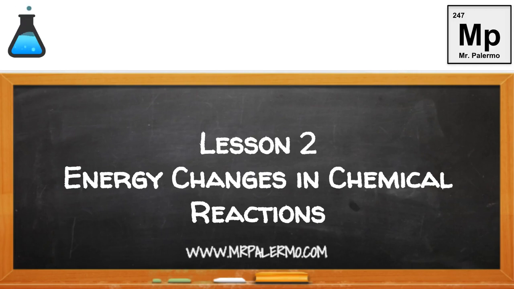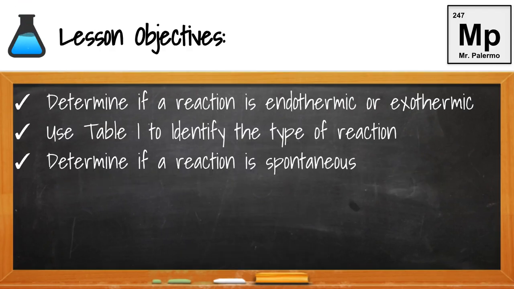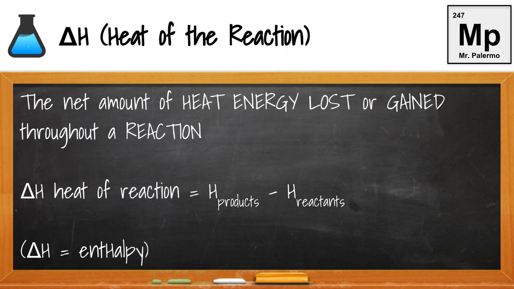Welcome to Lesson 2, Energy Changes in Chemical Reactions. Our lesson objectives: determine if a reaction is endothermic or exothermic, use Table I to identify the type of reaction, and determine if a reaction is spontaneous.